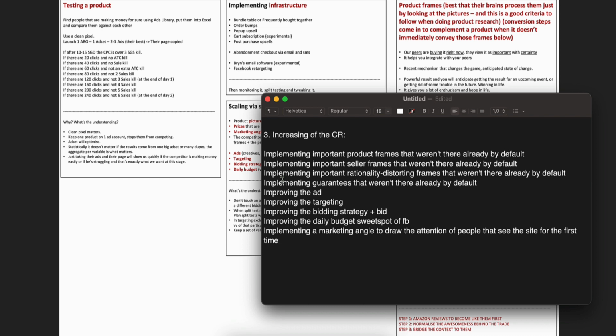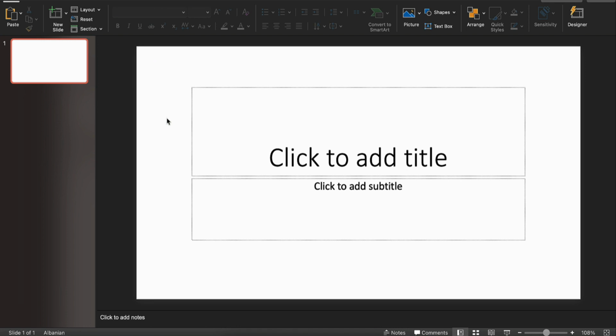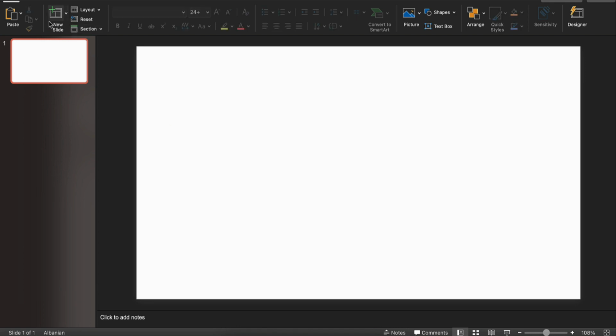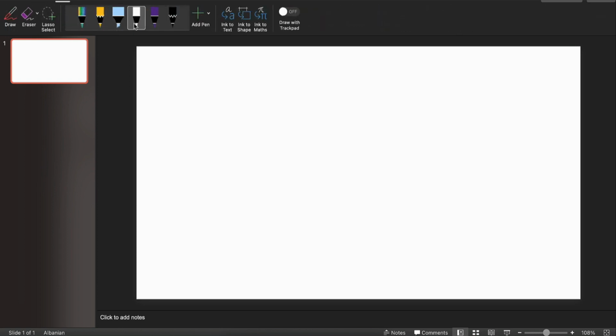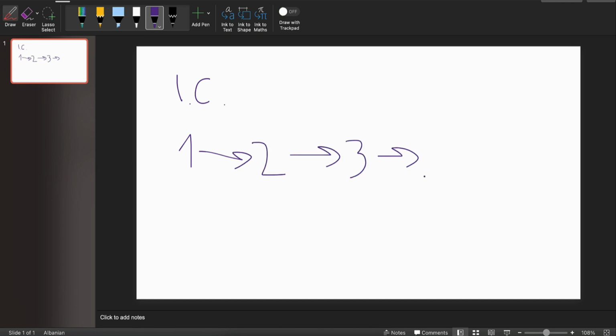Now, there is this notion of irreducible complexity versus reducible simplicity. So I'm going to draw it. Usually, this is irreducible complexity. What people do is they say, okay, I'm going to do step 1 and hopefully it works. Then I'm going to do step 2 and hopefully it works. Then I'm going to do step 3 and so on, until I get a result.